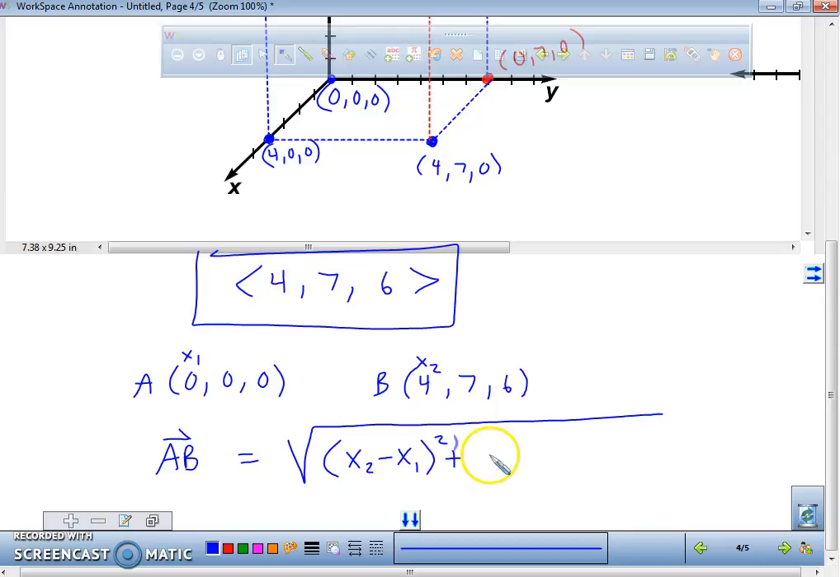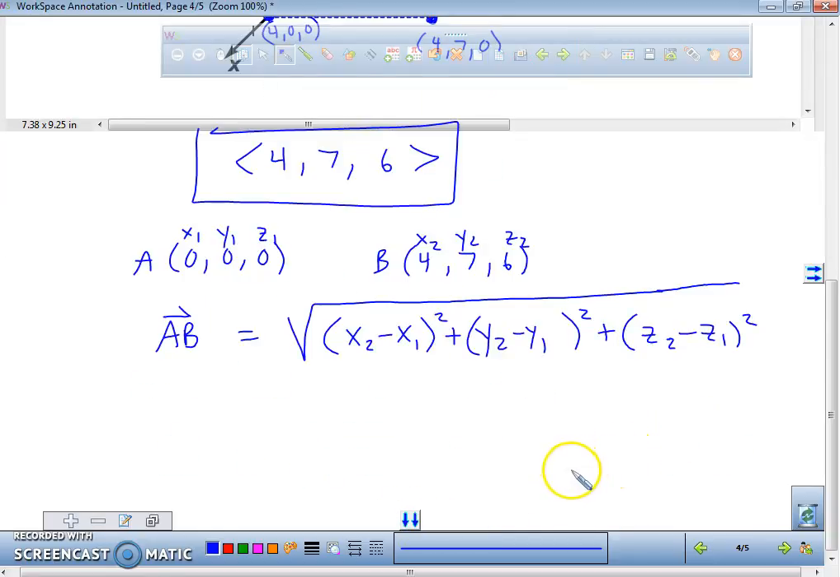Now we're going to square it. Alright? We're going to do y2 minus y1. We're going to square it. We're going to add. Now we're adding our 3rd dimension, right? Which is going to be the change in your z's. So there's your y1. There's your z1. There's your y2. There's your z2. Now this is going to be really ridiculously easy because I just have to do 4 minus 0, 7 minus 0, 6 minus 0. So yes, this one's ridiculously easy.